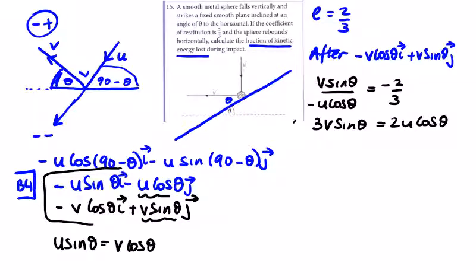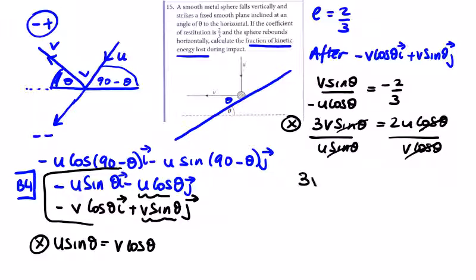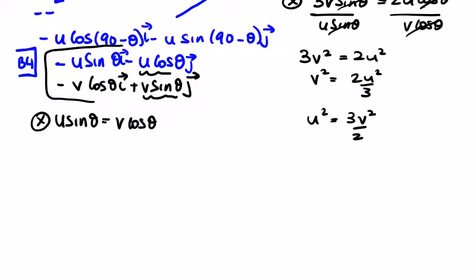And if we divide this one by this one, similar to an earlier question, 2 divided by 1, we're going to get U sine theta here, and you can see the sine thetas will cancel, and V cos theta here, and the cos thetas will cancel. So we're going to get 3V squared is equal to 2U squared. So we can get V squared being 2U squared over 3, and we can get U squared being 3V squared over 2. This might help us with our kinetic energy.